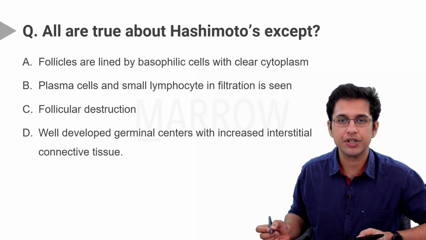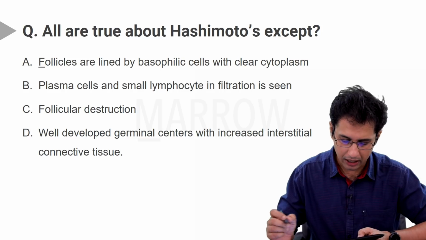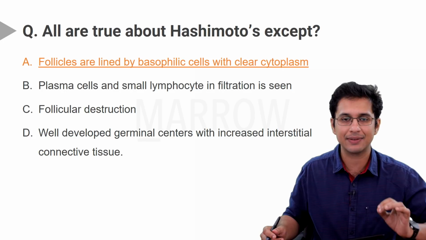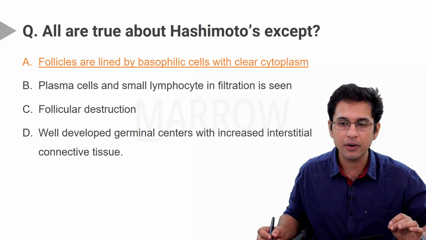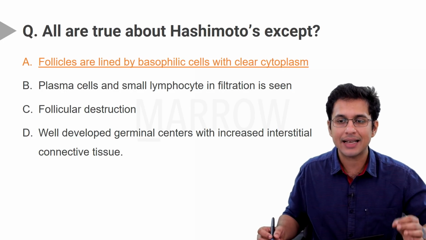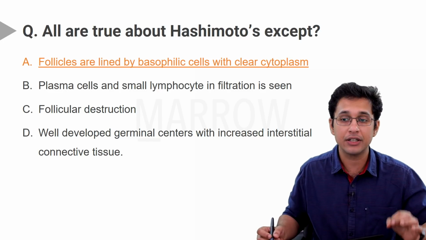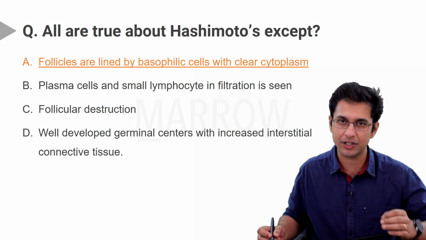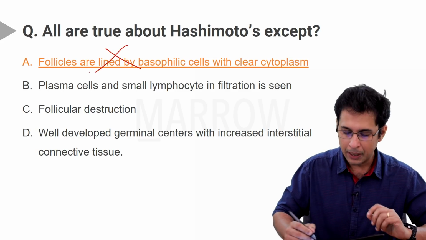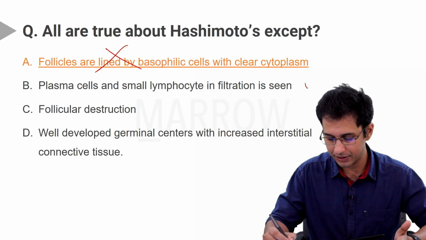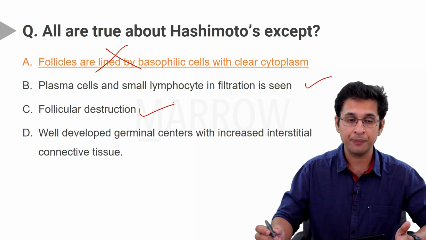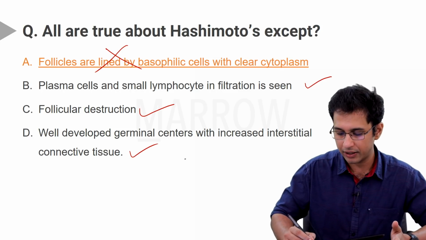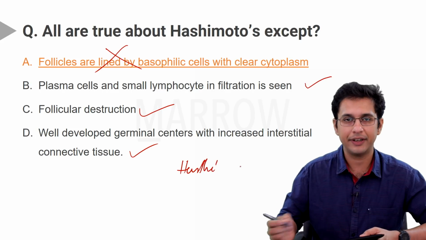All are true about Hashimoto's disease except. Now, this is a pathology question. I will just right away give you the answer. The follicles are lined by basophilic cells with clear cytoplasm is wrong. Okay, it has Hurthle cells. It has abundant eosinophilic cytoplasm, which is basically granular. Abundant eosinophilic cytoplasm, which is granular, is the answer. Plasma cells and small lymphocyte infiltration is seen. There is obviously follicular destruction. Well developed germinal centers with increased interstitial connective tissue and Hurthle cells. We discussed that.